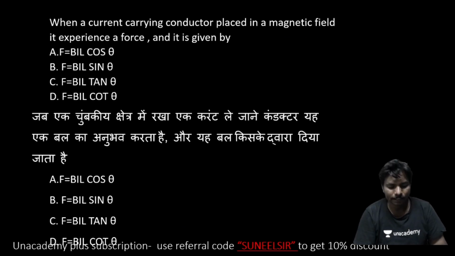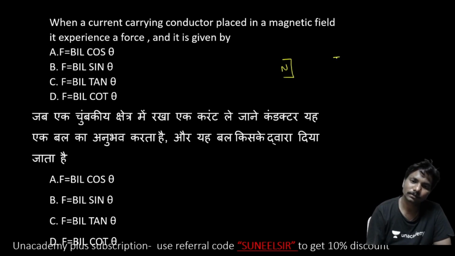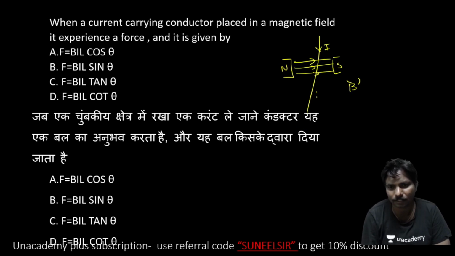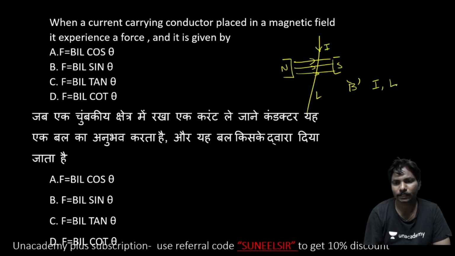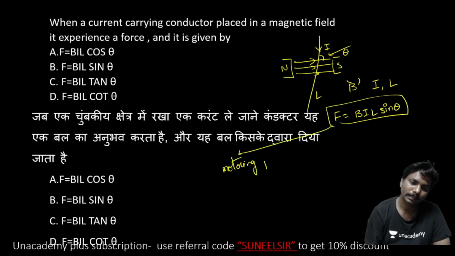When a current carrying conductor is placed in a magnetic field, it experiences a force, and it is given by dash. So if you have the magnetic field, that is magnetic flux density B, and you place one current carrying conductor having length L, with current I, and the angle between these two is, let us take theta, the force experienced will be BIL sin theta. It is nothing but the motoring principle, and it is nothing but, let's say, the Lorentz force equation.